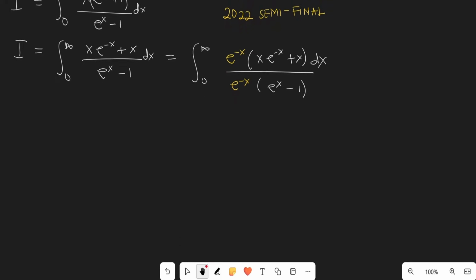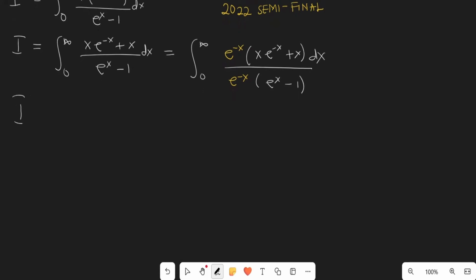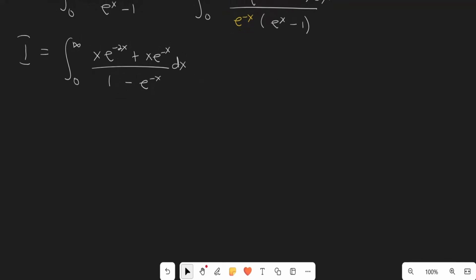Now we can multiply in with the e^(-x). So you have the integral from 0 to infinity of, the numerator is now x e^(-2x) plus x e^(-x), divided by this one times this, which is going to be 1, using the laws of indices. This is 1 minus e^(-x) dx. So this is what our integral has been reduced into.